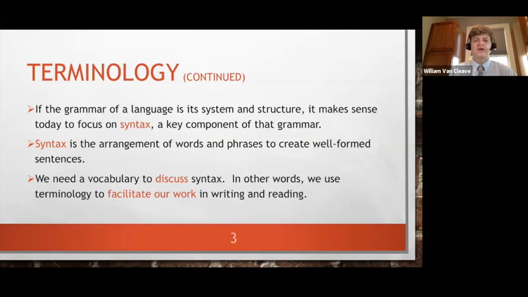So we need a vocabulary to discuss syntax. In other words, we use terminology to facilitate our work in writing and reading. So we don't want to learn terms in and of themselves just to know them. What we want to do instead is learn those terms so that we have a vocabulary to discuss the way sentences work, the way writing sentences works, and the way reading and understanding those sentences also works.